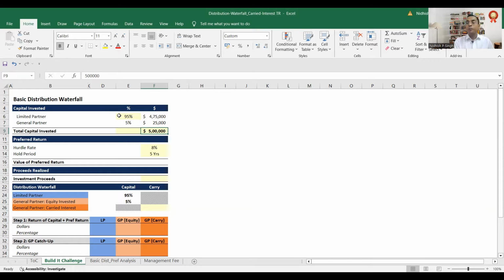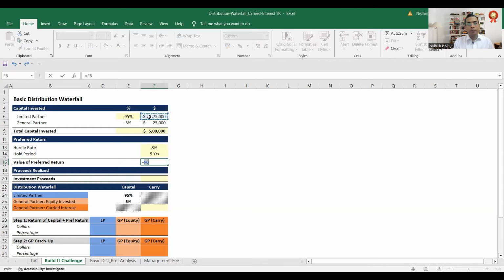When the preferred return comes, the preferred return is simply 8%. That is a general trend. So 8%, and the investment period is expected to be 5 years. Hence, for 5 years, there is a hurdle rate of 8%. So what will be the preferred return? Simply, we calculate this in this manner.